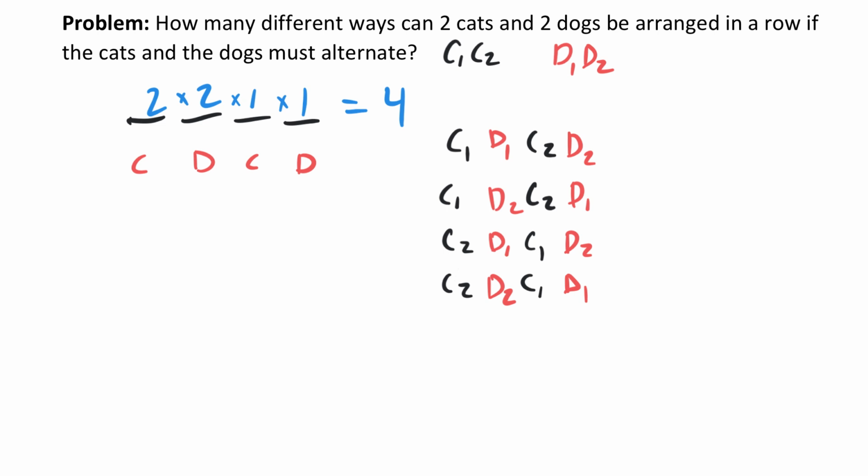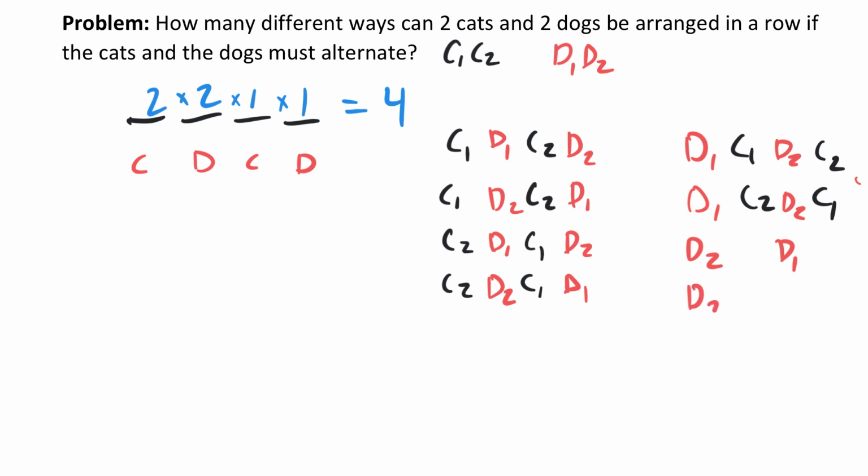So here we go. We got cat 1, cat 2, dog 1, dog 2. We switch the dogs, we switch the cats, we switch the dogs. Okay, so here's our 4 options, just like we had with our formula. But because the cats and dogs could alternate, we also have the idea that the dogs could start first. We could have dog 1, dog 2, and we could have cats in the middle. Cat 1, cat 2. Switch the cats around. Dog 1, dog 2. Then we could start with dog 2 and have dog 1, dog 2, dog 1, cat 1, cat 2, or cat 2, cat 1.